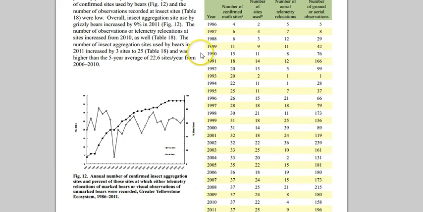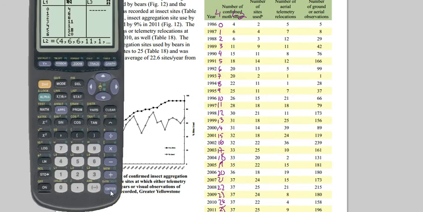And what we're going to do is enter this data in. We're going to do the years. We'll call 1986 year 0. And what we'll be doing then is saying that our years will be years after 1986, right? So I'm just going to go through and number these, and that's what's going to go in L1. And then the number of confirmed moth sites is going to go in L2. So L1, L2. So let's do that. Okay, so we've got our numbers in L1, L2.